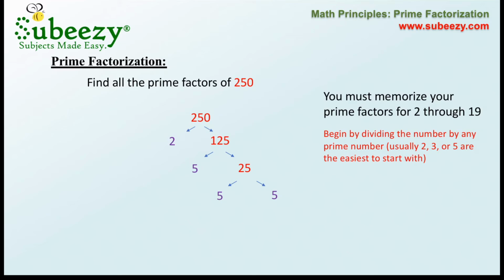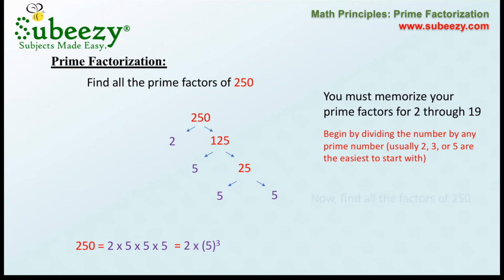5 is a prime number, so we are done finding the prime factors of 250. 250 is equal to 2 times 5 times 5 times 5. Or in other words, 250 is equal to 2 times 5 raised to the third power.